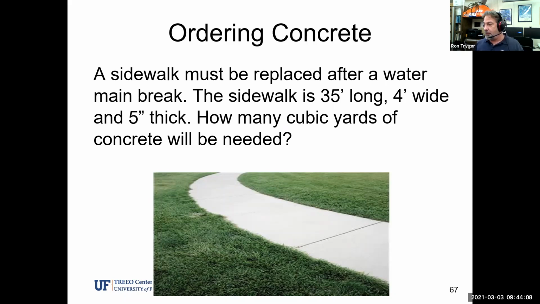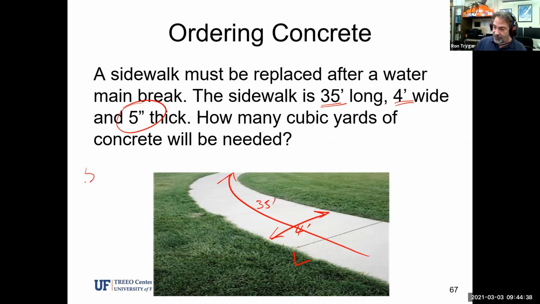So first off, this is in foot units. That looks pretty good. The 4-foot width is in foot units. So let's say it's 4 feet across. That's pretty good. And let's say the total distance was 35 feet. That's pretty good. But what about this distance right here? Remember, the distance is the thickness of the concrete. It's not 5 feet thick. It's 5 inches that we need it to be. So we have to convert this inches into feet units.